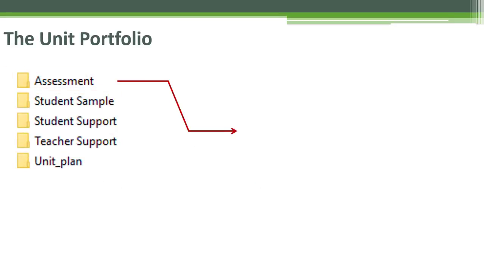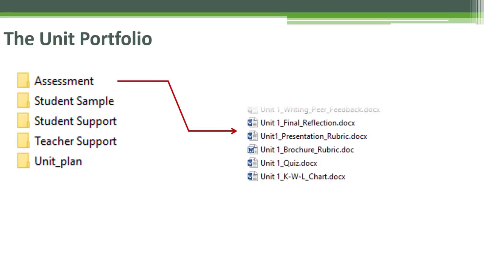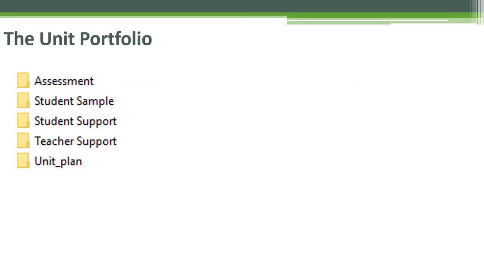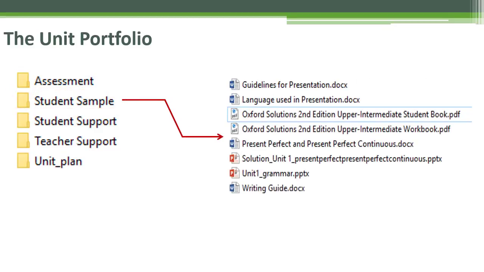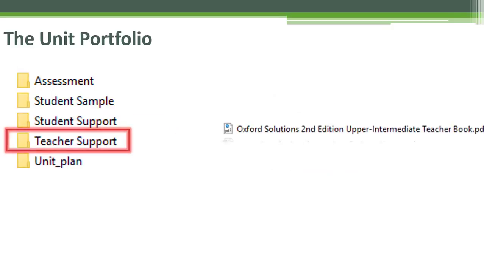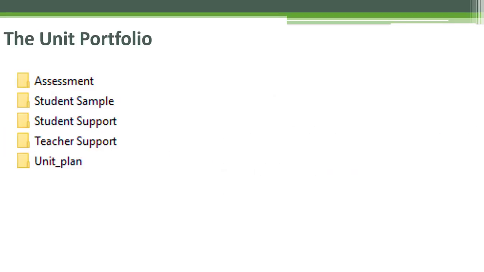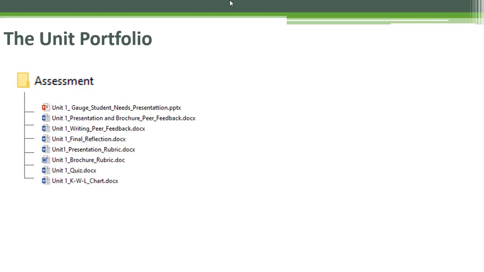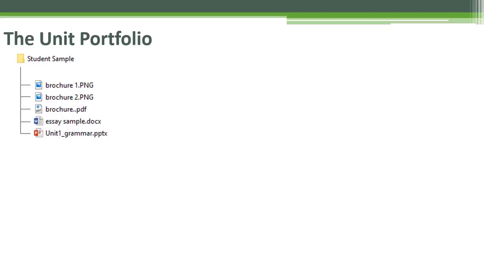Let's look at the unit portfolio. In this portfolio, there are 5 folders: the assessment, the student sample, the student support, the teacher support, and the unit plan. In assessment, I have 8 different methods of assessing my students. In the student sample, I have designed 2 brochure samples for students to refer to.